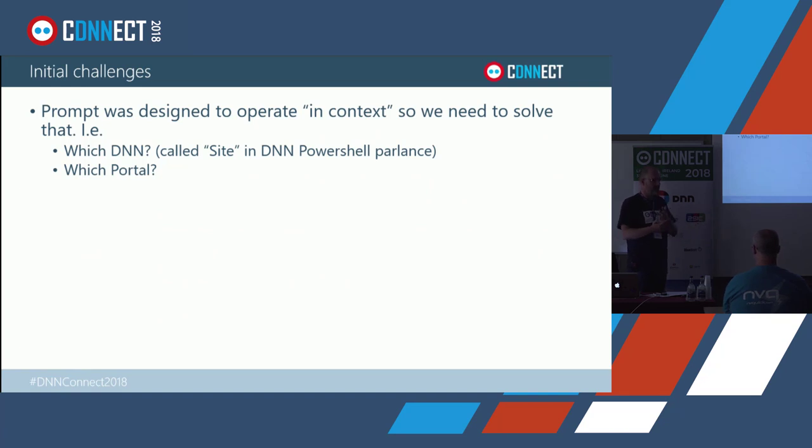You don't have a portal ID. You don't even have a URL. You have nothing. You're basically in PowerShell. How do you then set your context to make sure that list users knows where to send that command and for what portal?